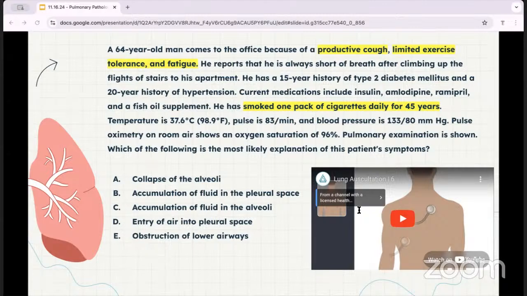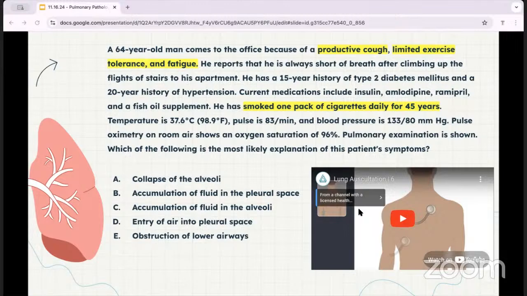Answer option A, the collapse of alveoli. We didn't learn about this yet, but it's called atelectasis. Atelectasis causes dyspnea and decreased or absent breath sounds over the affected area, but it doesn't cause bilateral wheezing, so this is unlikely here. Option B, the accumulation of fluid in the pleural space, which I think is talking about a pleural effusion. The pleural effusion would cause decreased breath sounds and dullness to percussion, but not wheezing. This is not supported by the findings, so we can cross that out.